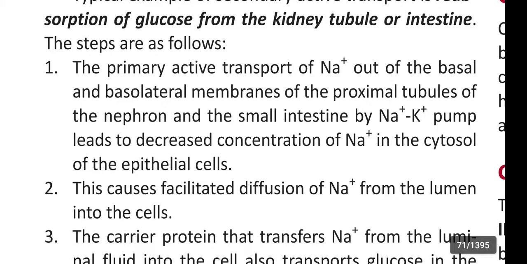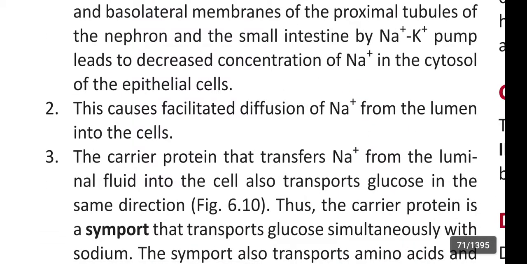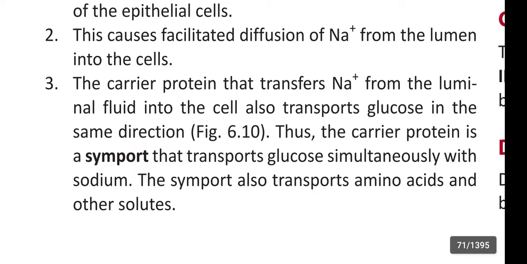This causes facilitated diffusion of sodium ion from the lumen into the cells. The carrier protein that transfers sodium ion from luminal fluid into the cells also transports glucose in the same direction.